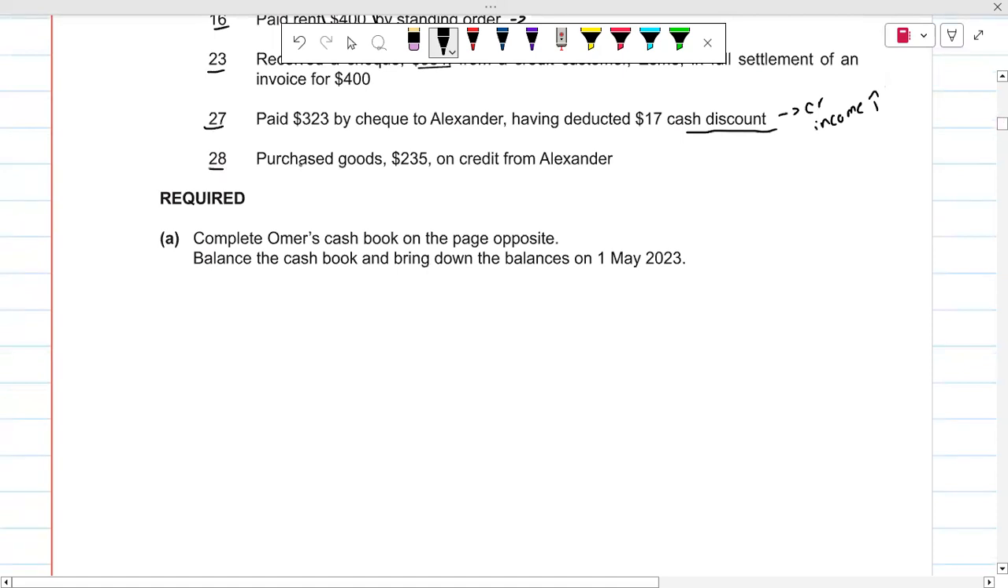28 April, purchased goods of $235 on credit from Alexander. So we purchased the goods from Alexander on credit. So again, this is a credit transaction. So we will not record this transaction in the cash book, because all types of transactions, whether expenses or income, should be in the form of check and cash. So we will record only that type of transaction in our cash book. But this is a credit transaction, so we will not record it in the cash book.